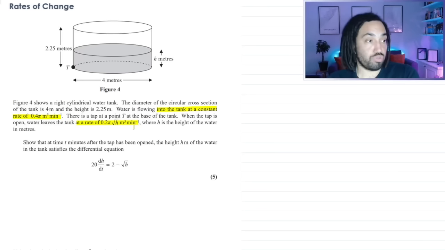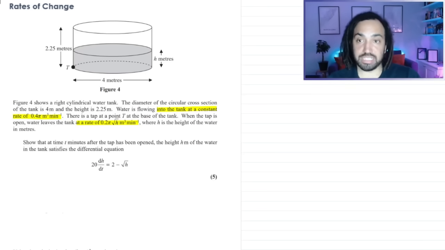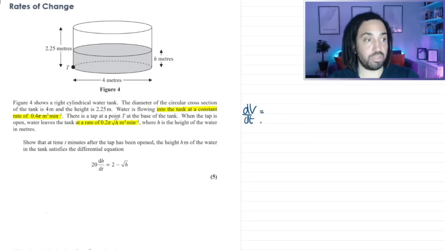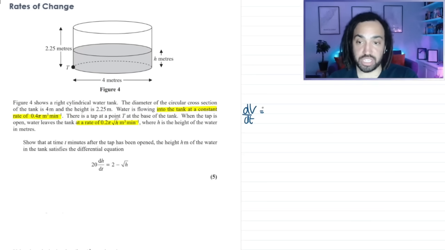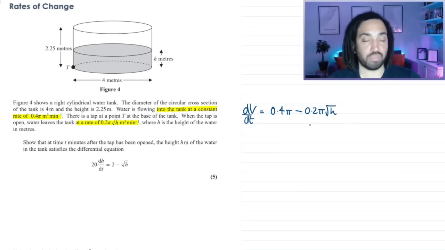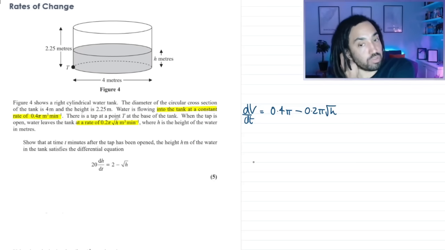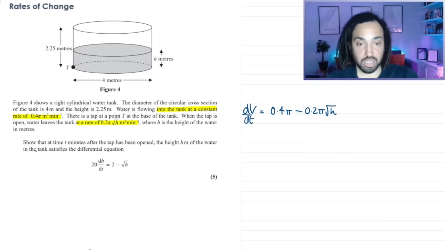0.2 pi root h. Okay, so that tells me straight off the bat what dV by dt is, because that's the rate at which the volume is changing. So coming in, so positive, is 0.4 pi, and going out, so negative, is 0.2 pi root h. Okay, so I think that will be useful. Now, it's asking us to show that we want to find dH by dt.